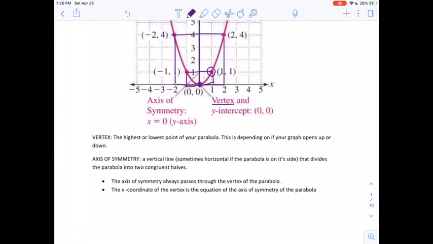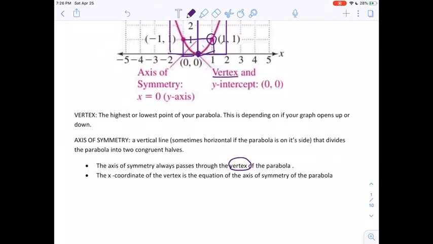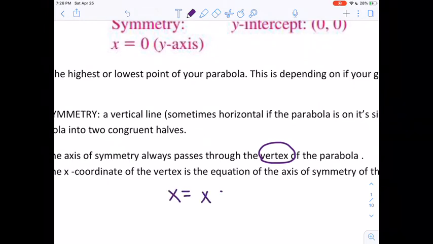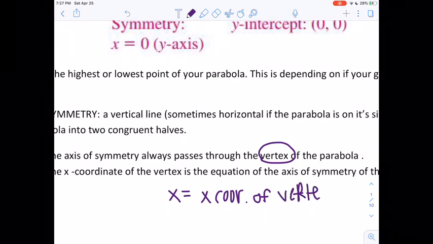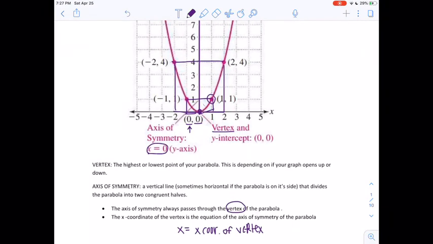So the axis of symmetry always passes through the vertex. So if you ever want to know where is my line of symmetry, find your vertex, and it's a vertical line through that vertex. Okay, remember, vertical lines are your x equals equation. So it's going to be x equals whatever the x coordinate of your vertex is. So here, my vertex is 0, 0. Well, my x coordinate of the vertex is 0, so my line of symmetry is x equals 0. That's my vertical line. That cuts the parabola in half, that if I folded it over like a sandwich, it would look exactly the same.